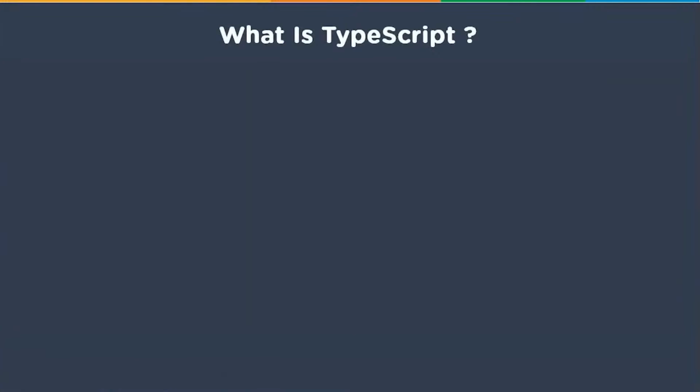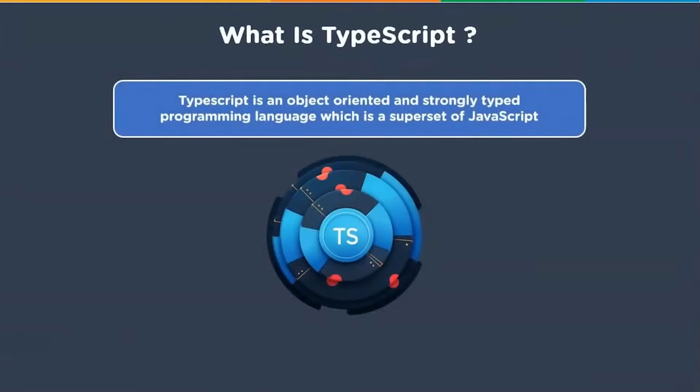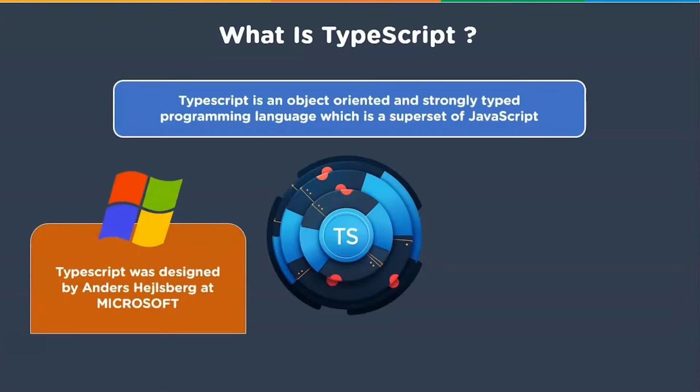What is TypeScript? TypeScript is an object-oriented and strongly typed programming language which is a superset of JavaScript. TypeScript code is converted to JavaScript, which can be executed anywhere JavaScript is supported, in a browser, Node.js, and any other application. TypeScript was designed by Anders Hejlsberg at Microsoft.